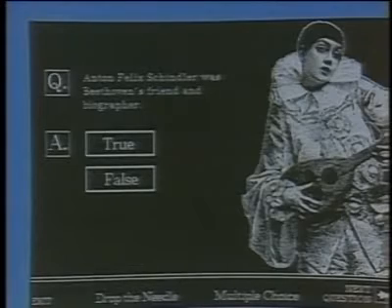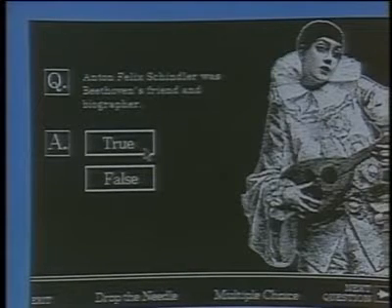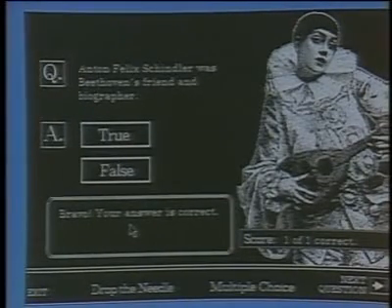Right. Okay, here's your first question. Schindler was Beethoven's friend and biographer. True or false? You got a 50-50 shot on this. Oh boy, well I go for true. You go for true. Let's see. I pick heads, like I always do. All right, bravo. Your answer is correct. All right, there's several hundred questions. Yeah, like we are out of time.